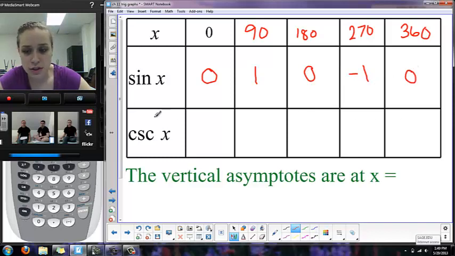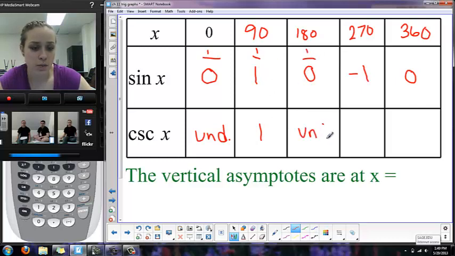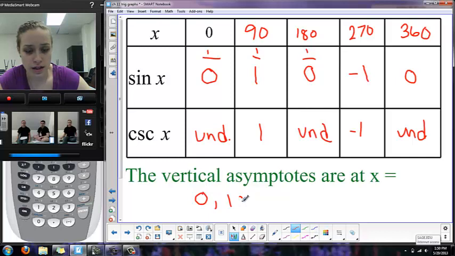Meaning that because cosecant is 1 over sine, you're pretty much taking all these values and doing 1 over 0, which is undefined. 1 over 1 is 1. 1 over 0 is undefined. 1 over negative 1 is negative 1, and 1 over 0 is undefined again. So cosecant has a lot of vertical asymptotes. It has vertical asymptotes at x equal to 0, 180, and 360. You don't really have to remember that. I'm going to show you how we draw this graph.